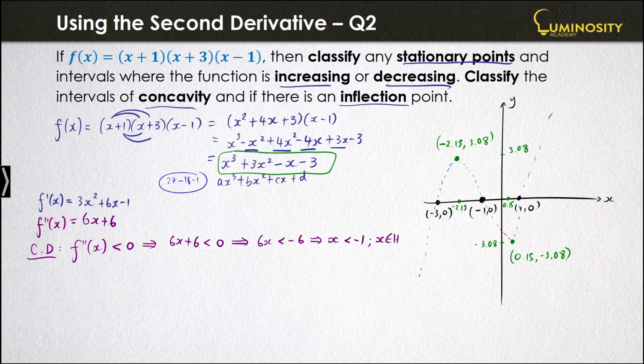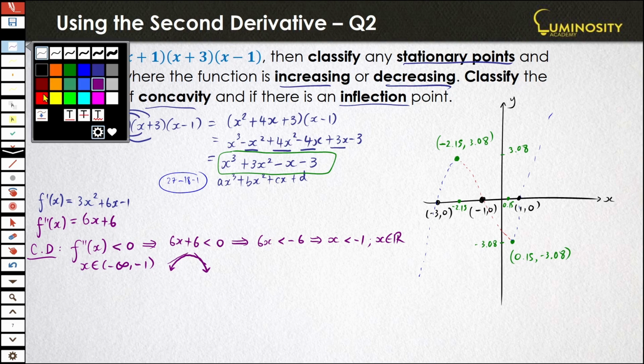Or x is a real number. So in interval notation, that means x is an element from negative infinity to negative 1. The graph is concave down. So let's recall concave down has that bendy shape like that, and all the tangent lines are above the graph. What about concave up?